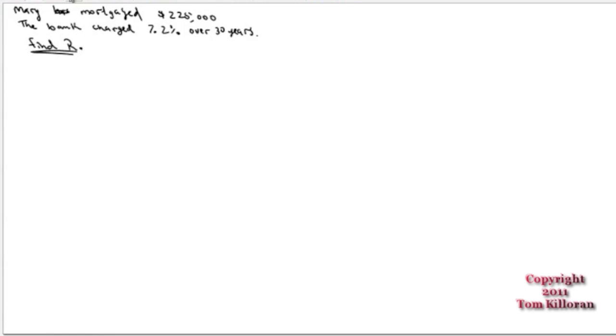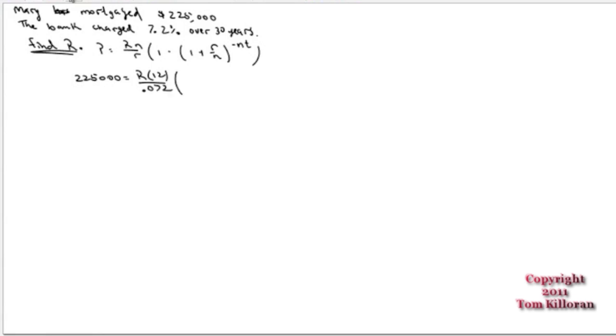So we go through the same process. P equals R N little r, parentheses 1 minus parentheses 1 plus R over N raised to the negative NT. Have you memorized it yet? Write it down a few more times and you'll be dreaming about it. The principal here is $225,000. Required payment 12. What's the interest rate?